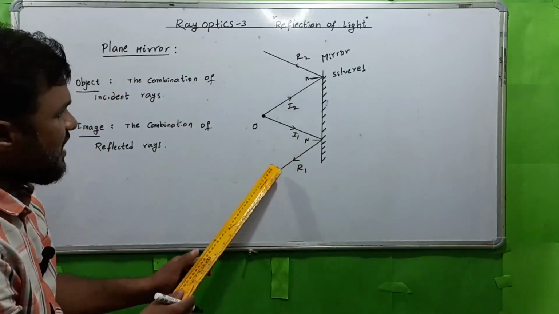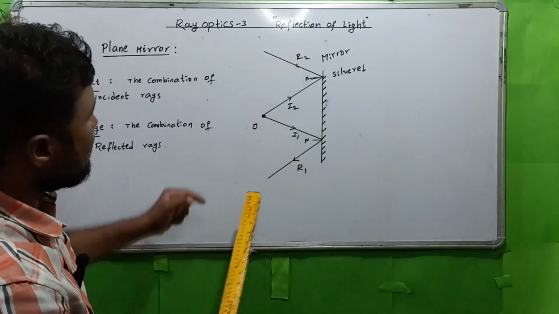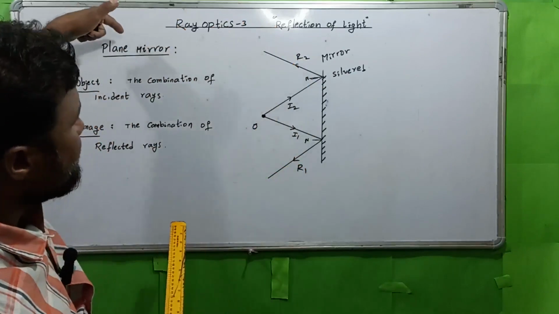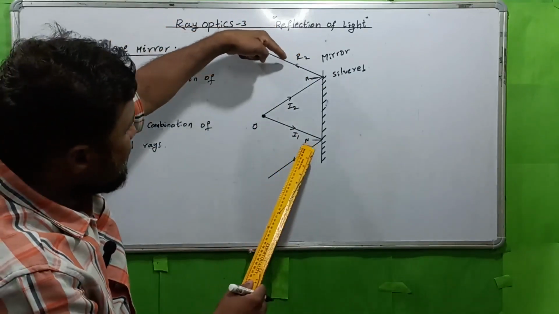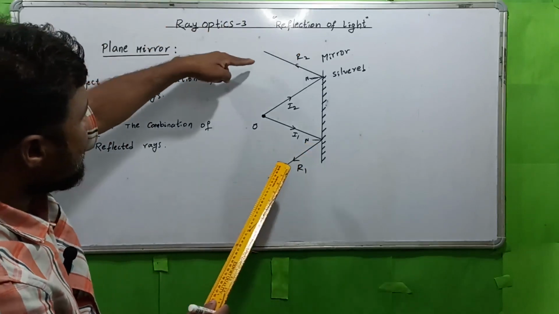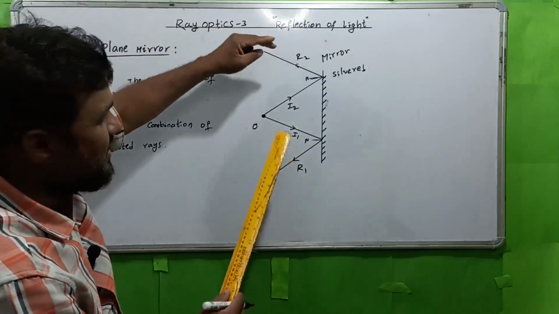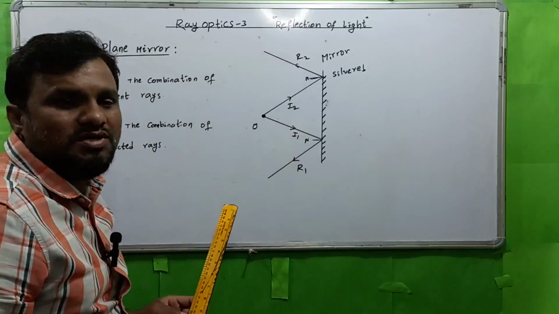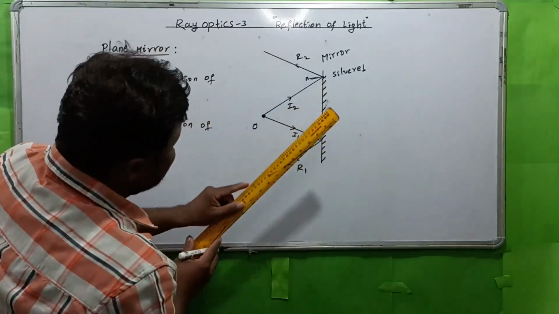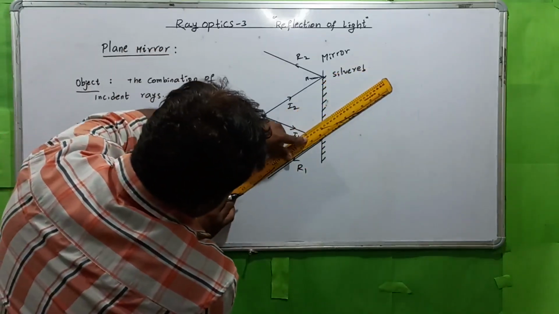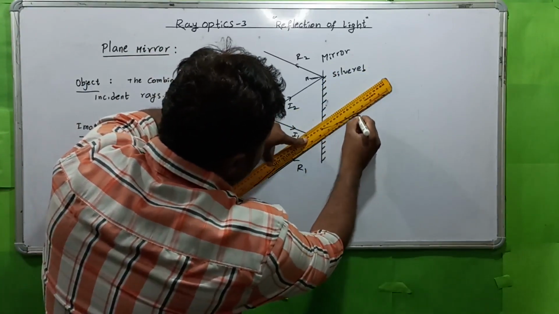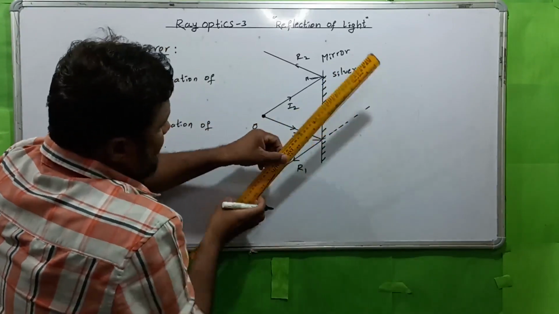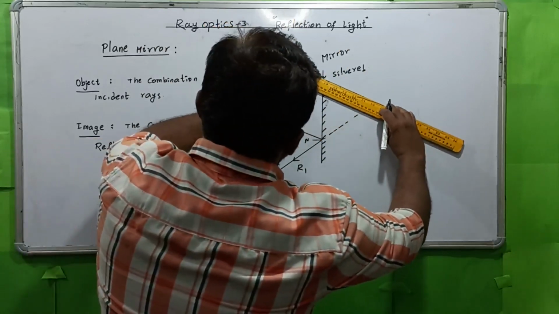If you observe, R1 and R2 are moving away from each other, meaning a divergent beam of light. They are moving away from each other, so the combination will never happen in front of the mirror. So I have to extend these reflected rays backward. Let us see what happens if I extend R1 and R2 backward.